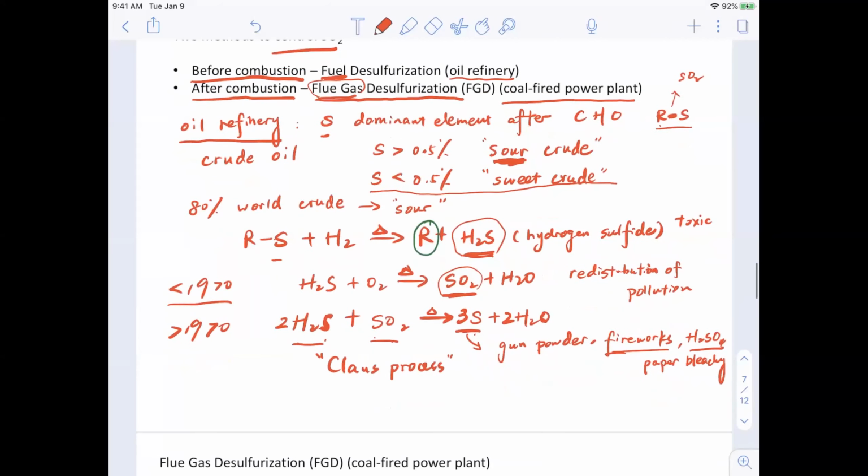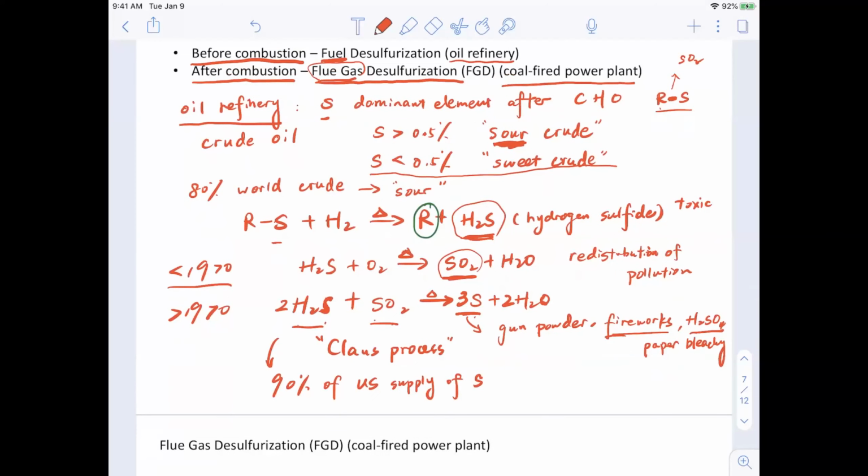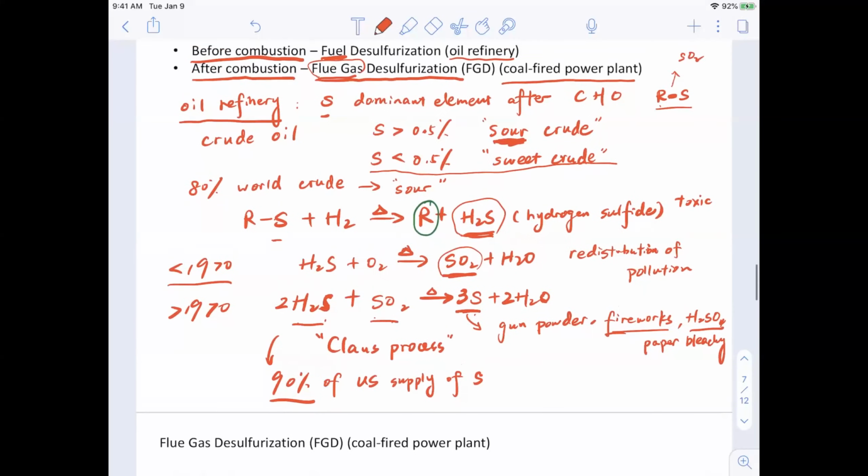Okay, so it turns out that this process coming out of the oil refinery can provide almost 90% of the supply of the sulfur in the US. Of course, it's generating more, and then the US is also exporting the sulfur to all the different countries. So you can see that this is a very powerful process for us to deal with the sulfur dioxide coming out of the oil, right?